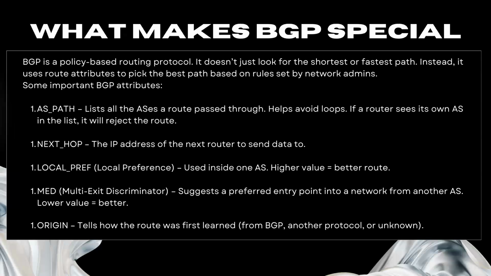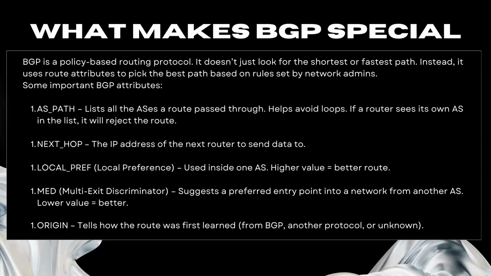Okay, what makes BGP special? BGP, as mentioned by Azib in the first slide, is a policy-based routing protocol, so it doesn't just look for the shortest or fastest path. Instead, it uses route attributes to pick the best path based on the rules set by network admins. Some important BGP attributes are AS path, next hop, local preference, MED (multi-exit discriminator), and origin.